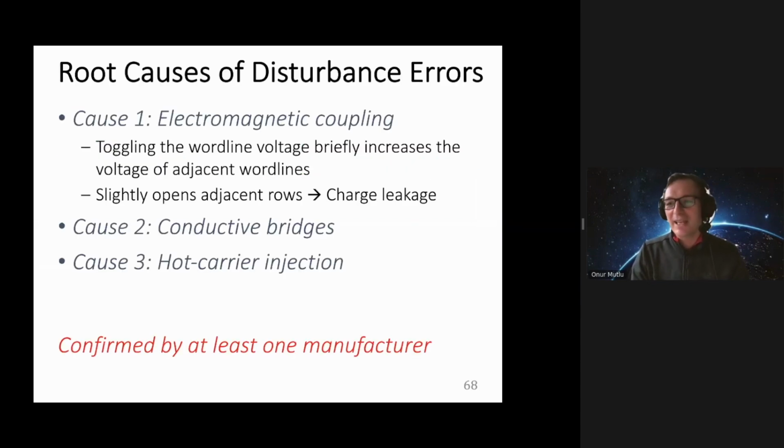So very quickly, this happens due to a multitude of reasons. I'm not going to talk about these in detail, but electromagnetic coupling, as I mentioned earlier, is one reason. Conductor bridges that get formed is another reason, and even hot carrier injections actually happen due to Rowhammer in some cases. But it's usually a complex combination of these effects, and we have actually confirmed this with two major manufacturers. This was an old slide, as you can see.